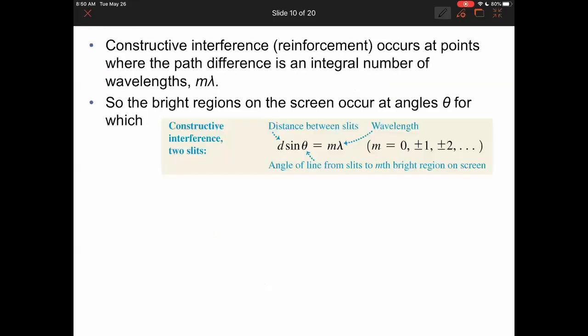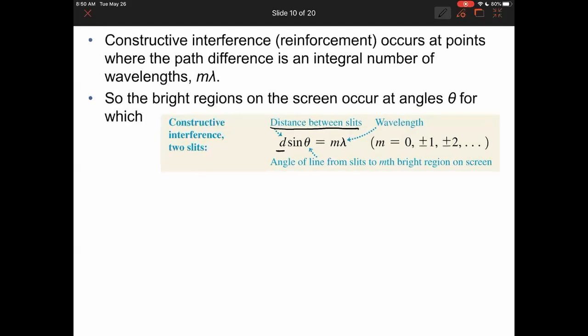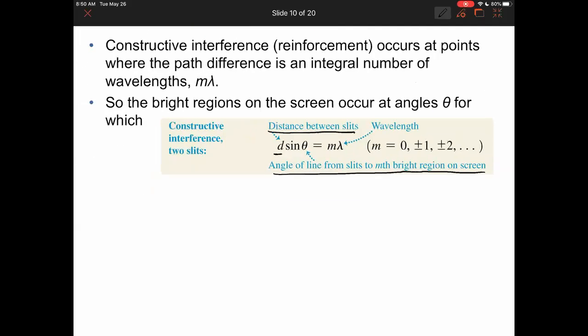All right, so again, here's the equation. Constructive interference, reinforcement, occurs at points where the path difference is an integral number of wavelengths, m times lambda. So the bright regions on the screen occur at an angle theta for which d sine theta equals m times lambda, where d is the distance between the slits, theta is the angle of the line from the slit to the mth bright region on the screen, and m equals 0, plus or minus 1, plus or minus 2, and so on.